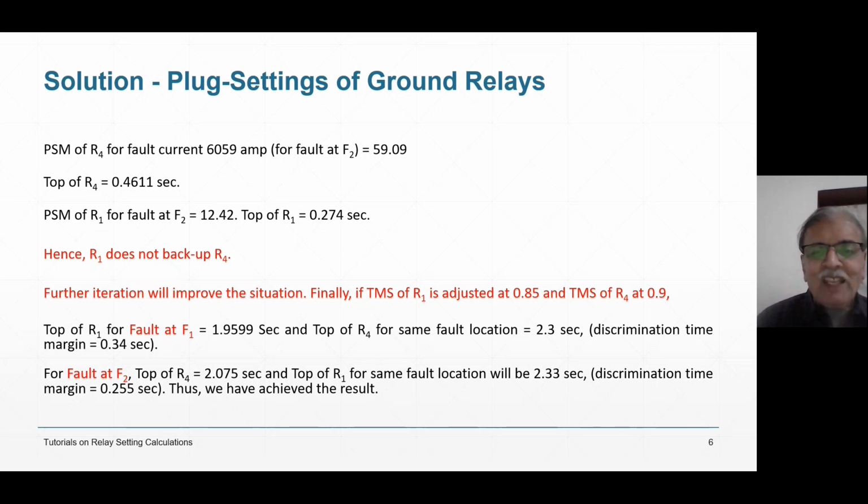What I have achieved: R1, R2, R3, R4 plug settings are 10%, and time multiplier setting of R1 is 0.85 and time multiplier setting of R4 is 0.9, all for ground relay. My result is achieved.